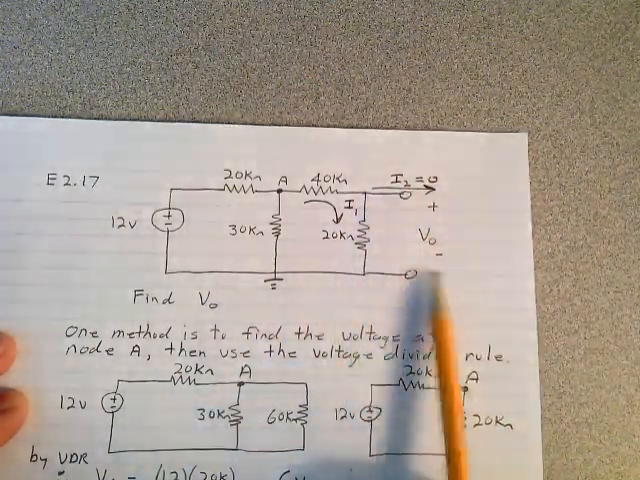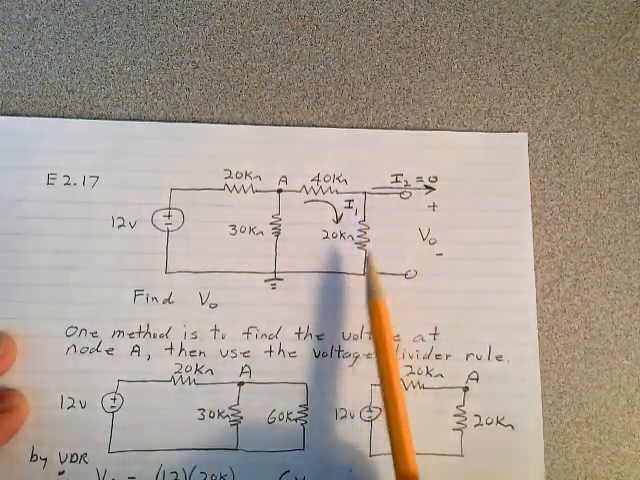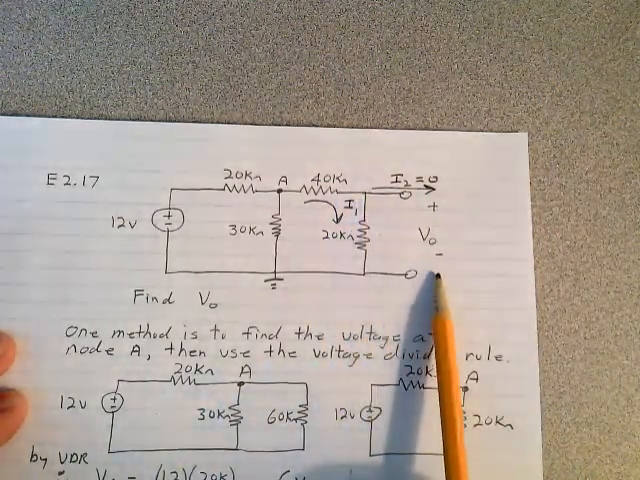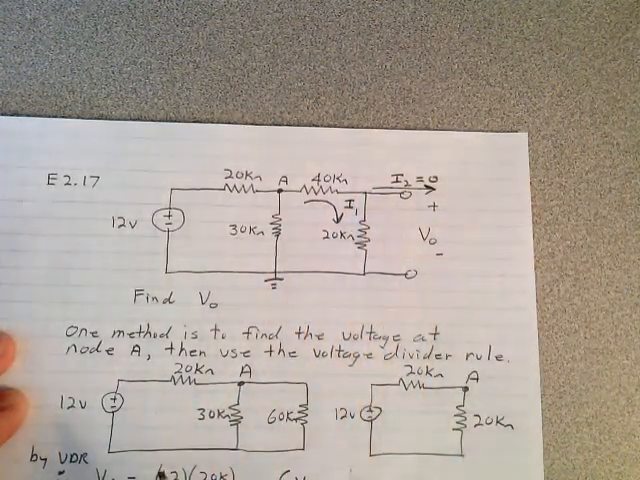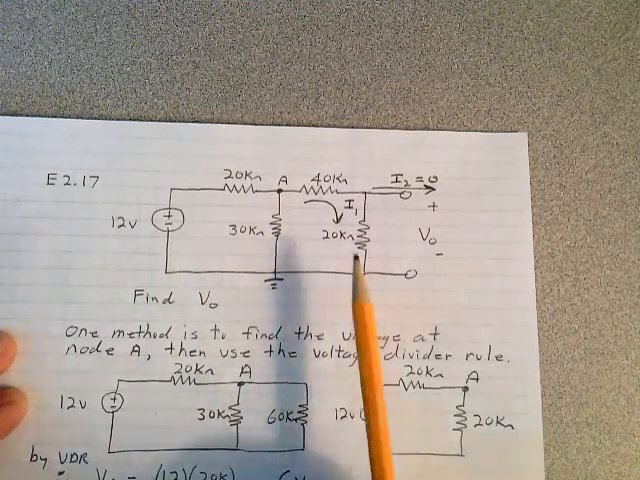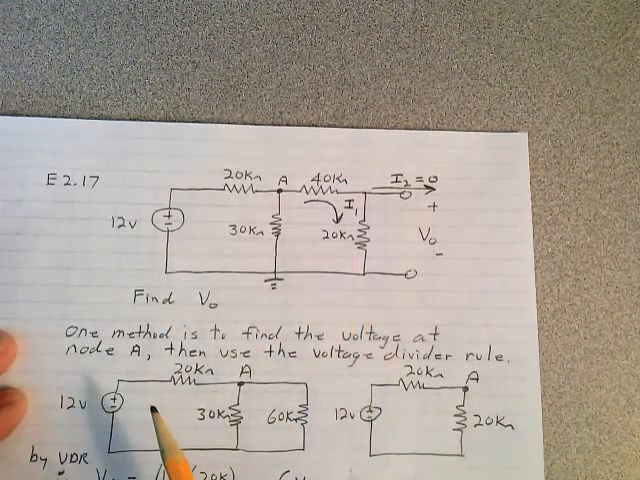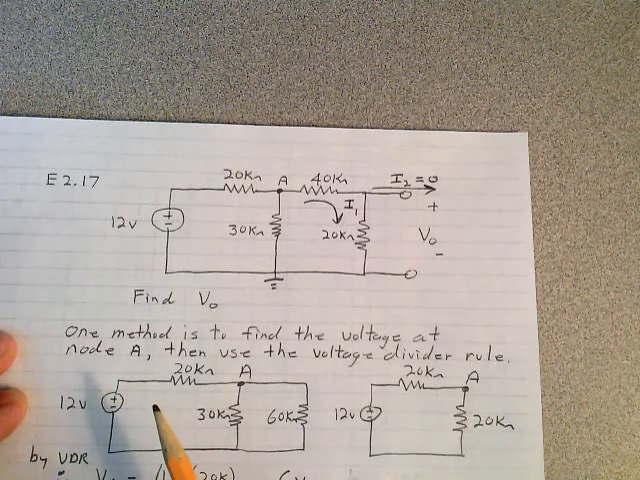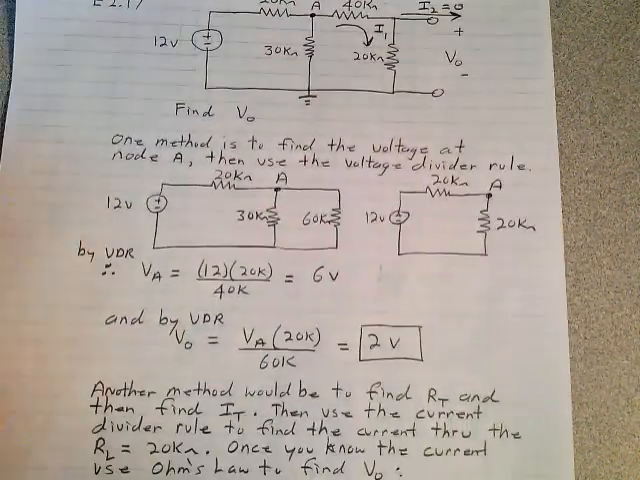They just extend these terminals here, and the output voltage is just the voltage across this 20K ohm resistor. So I want you to try to find that. Stop the video and try to find that using the techniques, the tools that you have in your toolbox to do that. And here's the solution.